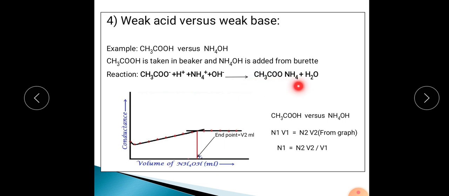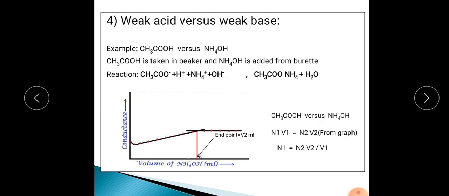Due to complete dissociation of ammonium acetate, more acetate anions and NH4 plus cations are obtained, so conductance will increase. During neutralization, the conductance increases up to a particular point. After that it remains the same or increases gradually. The point of intersection of these two lines, and the corresponding volume, is the end point of titration, that is V2 ml, the volume of NH4OH required to neutralize the acetic acid.